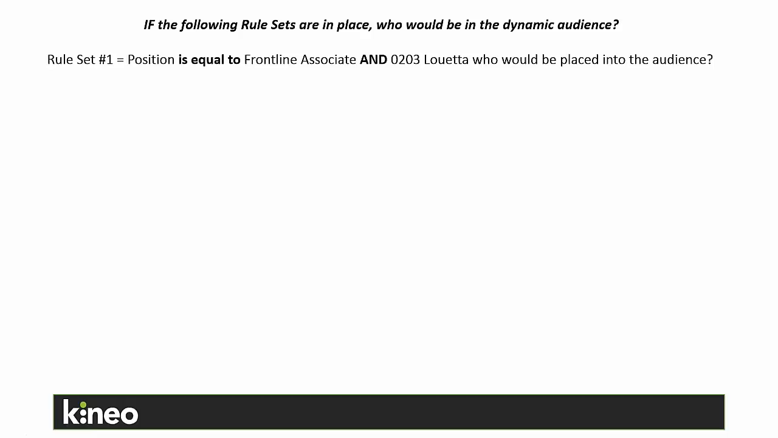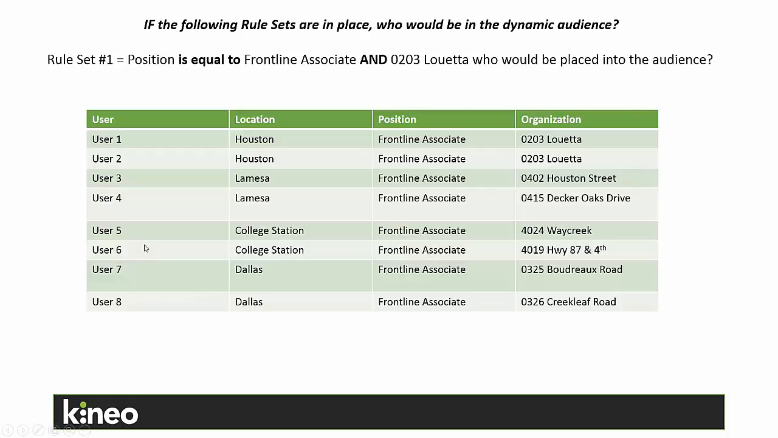If the following rule sets are in place, and this is talking about dynamic audiences, who would be placed into the dynamic audience? So here are our users, users 1 through 8. We only have one rule set: the position is equal to frontline associate and 0203 Luetta. Who on this list would be placed into that dynamic audience? They have to meet those two criteria, so we have an and statement here, not an or statement.